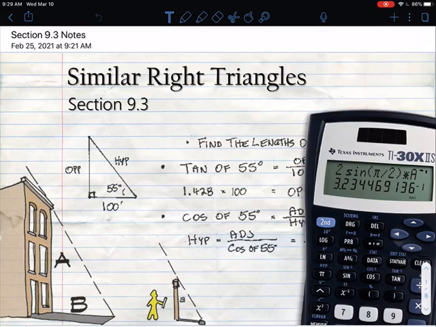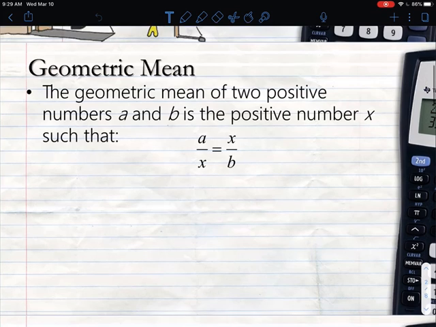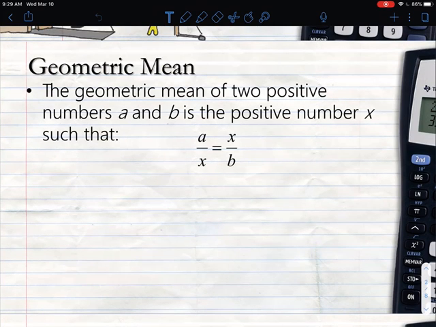Now, before we get into that, there's also a thing in this section that we talk about called the geometric mean. This is a way that we could solve problems with our similar right triangles, but we're going to focus more on the process we used back in chapter 7 just for consistency's sake. So for the geometric mean, between two numbers. So they're going to give us two numbers and say, what's the geometric mean?